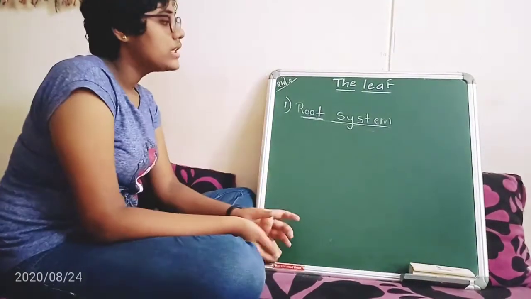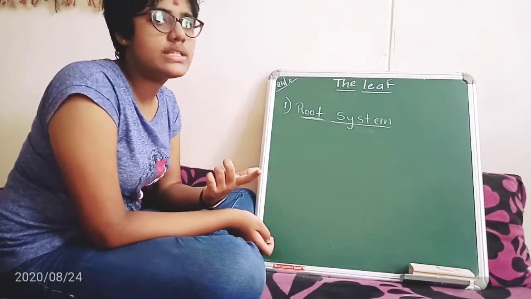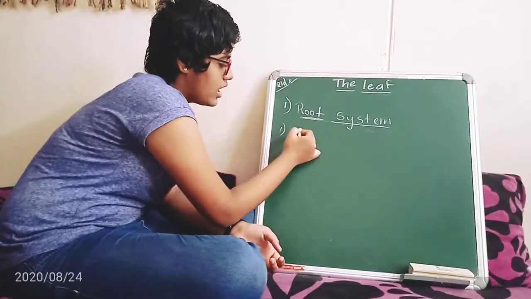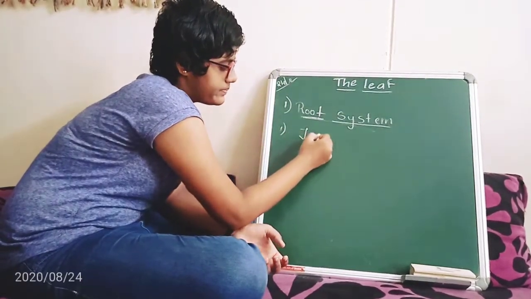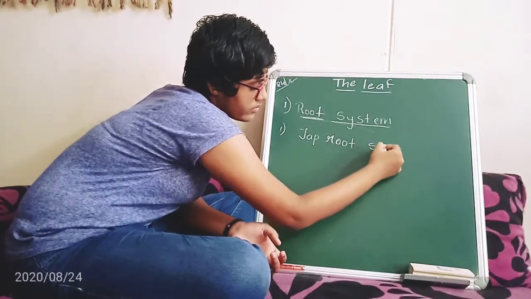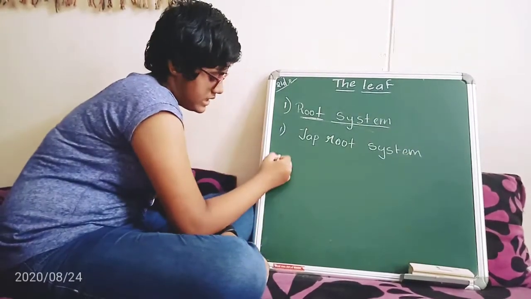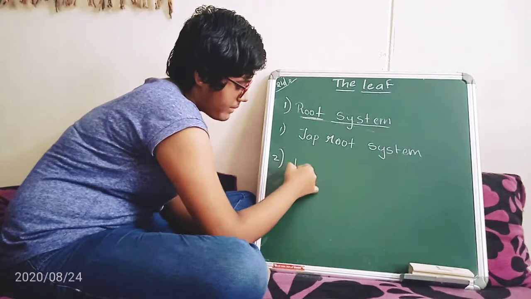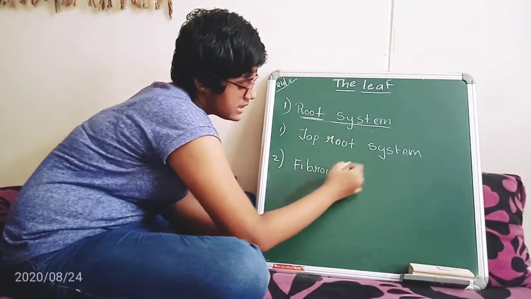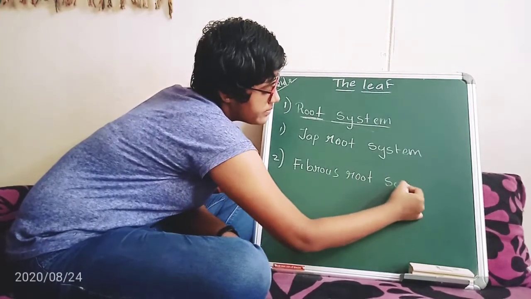Next, there are 2 types of root system. Again, 2 systems here. Okay, one is taproot system, and the other one is fibrous. Fibrous root system.